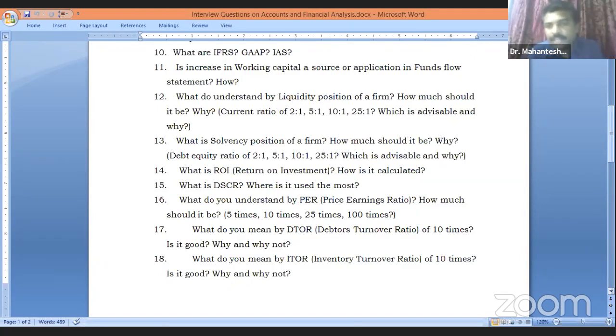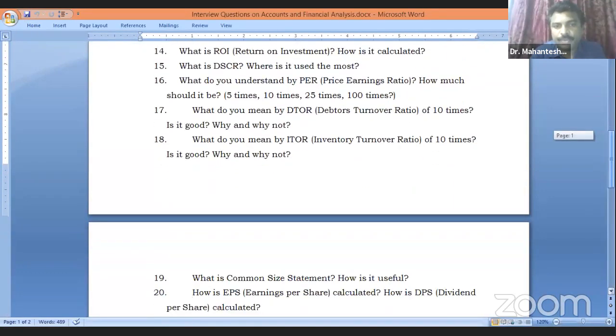Inventory turnover ratio of 10 times means, on an average the company is converting goods into sales 10 times. The higher the inventory turnover ratio, it is always good. These are a few questions on accounting.